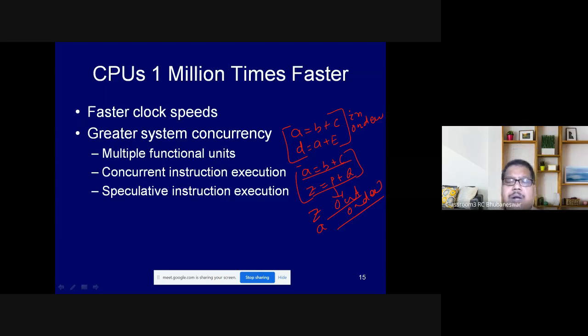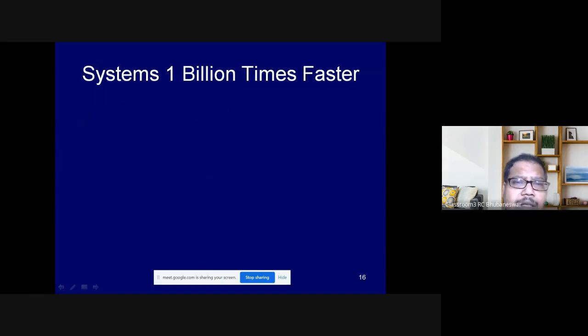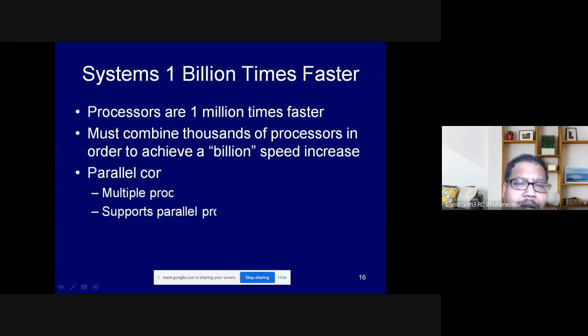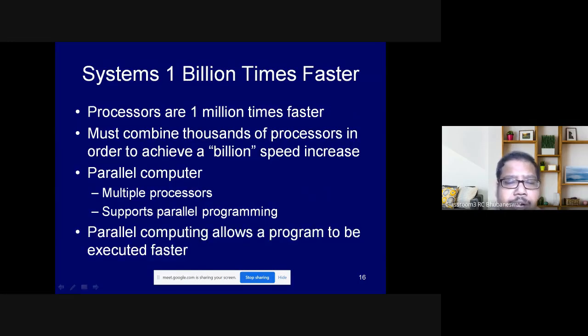So this can be part of your speculative instruction execution. Any way you go for the execution depends only on whether you have that functional unit or not. If your functional unit is available, you can go for the execution very nicely here. So we can go for faster execution, with a processor one million times faster, and achieve much more. And parallel computers definitely say that multiple processors can support this, and we can get support from multiple computers where the program can be executed much faster.